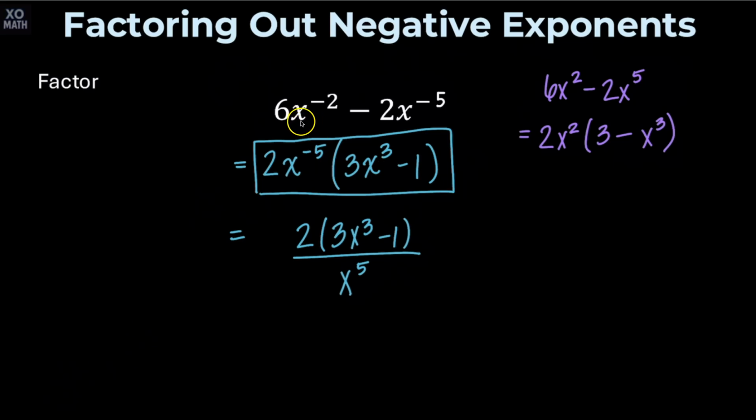Now, could I have taken out x to the negative 2 instead of x to the negative 5? Yes, you can technically factor anything out of anything, but it's going to leave us with negative exponents, and we want to avoid having negative exponents. So this is what we want to factor out here.